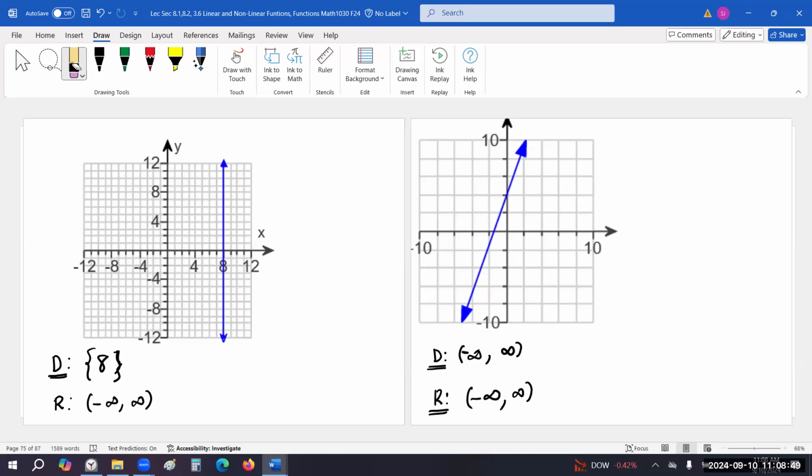Now this line is going on forever. So if you remember here, what do you think would be the y value here? Any other question?